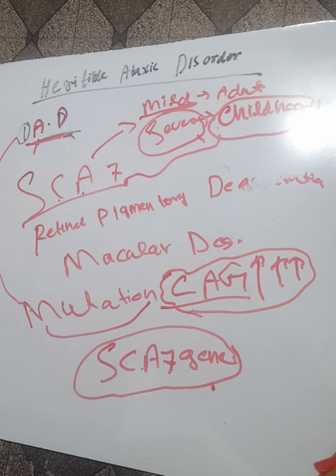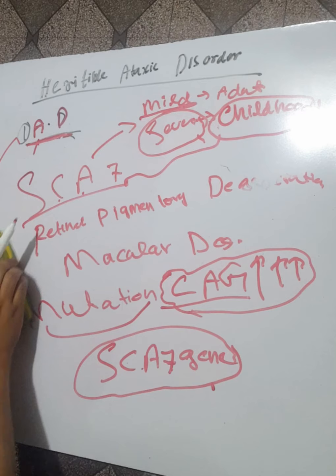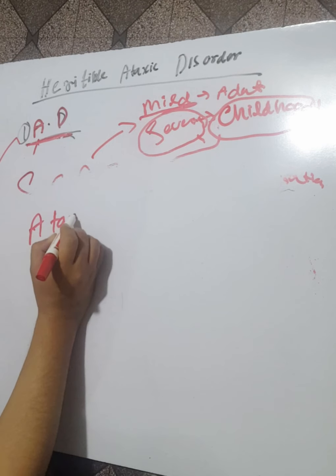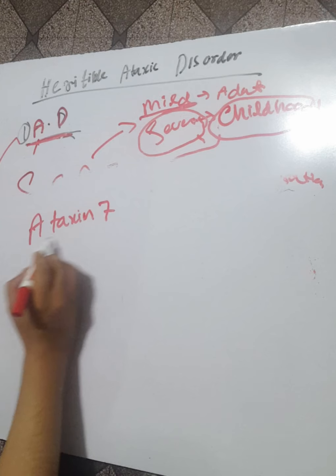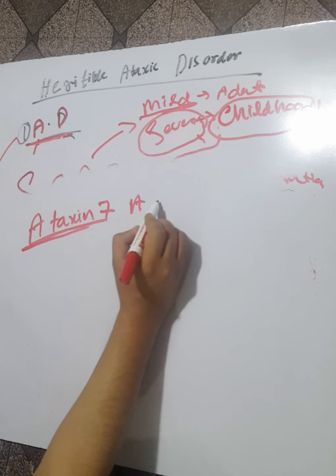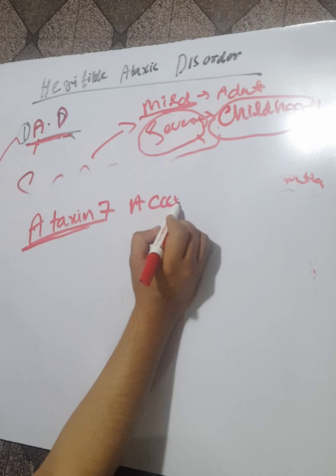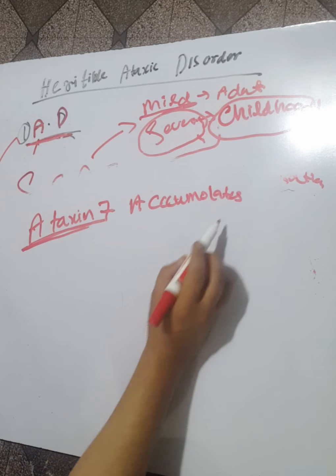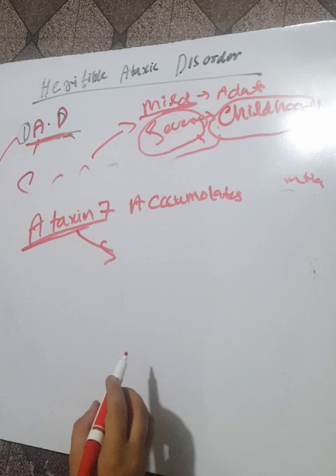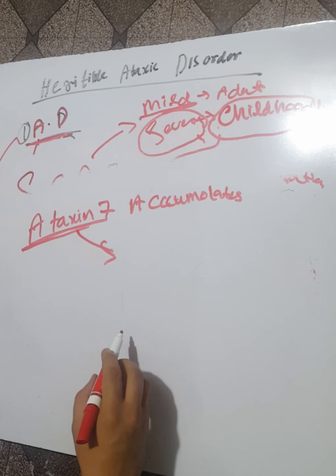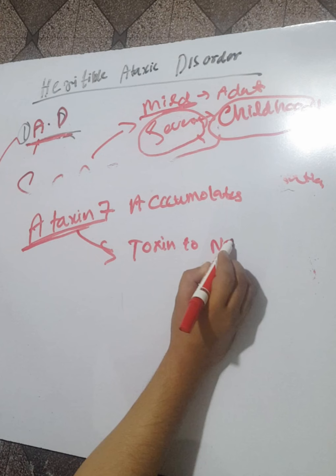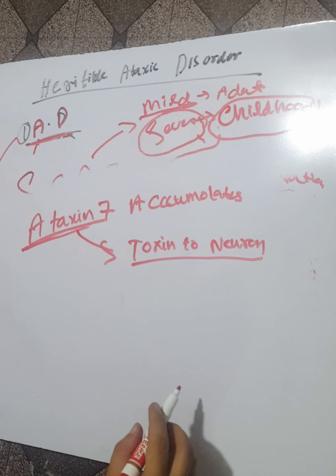In this disease, ataxin 7 accumulates. Ataxin protein fragments break down and ataxin 7 accumulates, and when it accumulates, it is toxic to the neuron.